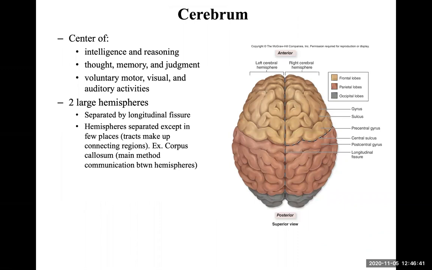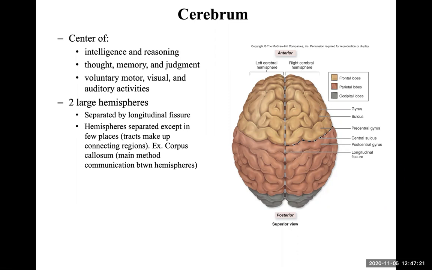Okay, so the cerebrum, right? Now we're going to go through the cerebrum and we're going to talk about the lobes and the functions associated with those lobes. The cerebrum, the cerebral cortex, as we call it, is functionally speaking the center of what we classify as intelligence, personality and critical thinking. All of the functions that are under conscious control, that you are aware of, take place in the cerebrum.